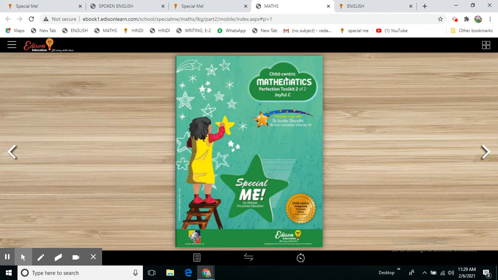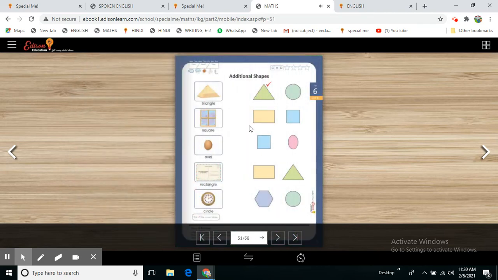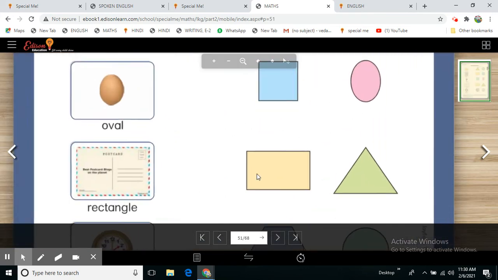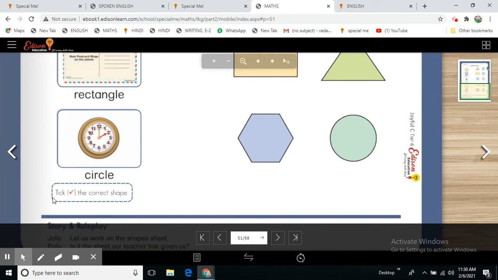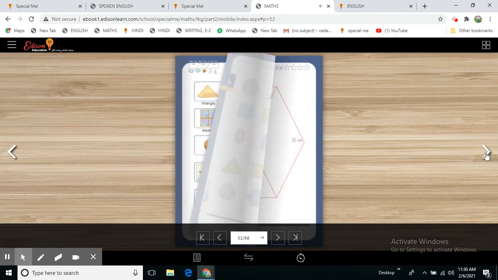Okay, now take out your Child-Centric Mathematics Perfection Toolkit 2 of 2, Joyful C. And now open page number 51. Yes, in the earlier session we did this page, additional shapes. So, you have to take the correct shapes. Have you done this work? Very good. Now move to the next page.